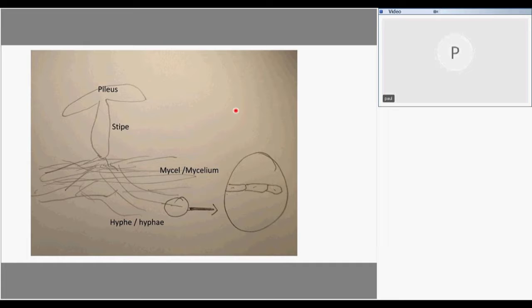So here you see the mycelium, and here you see the stipe, and here is the pileus, the hat, and under the pileus are the lamella or the gills. One such part of the mycelium is named a hypha. And here you can see the cells of the hypha with a nucleus inside. I just tried to illustrate it.